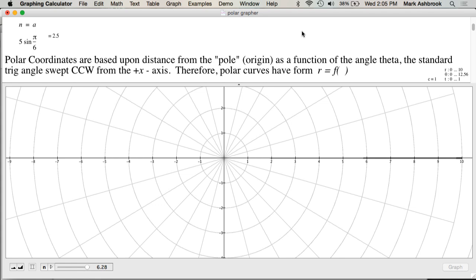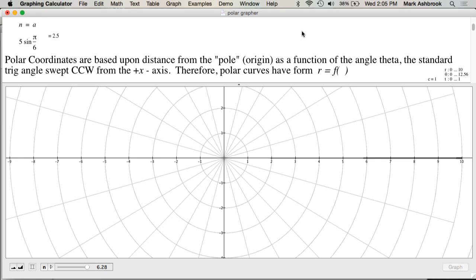polar coordinates are based on, instead of calling it the origin, in polar coordinates we call it the pole. So you imagine you're looking down on the top of the Earth, and you're looking at the North Pole, or you're looking up from the bottom, and it's the South Pole. All right, whatever. But then you've got circles that are like latitude lines, right? Latitude lines. And so the pole is what we now call the origin, right?